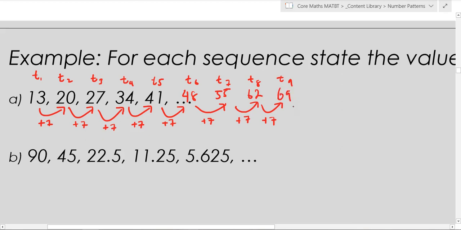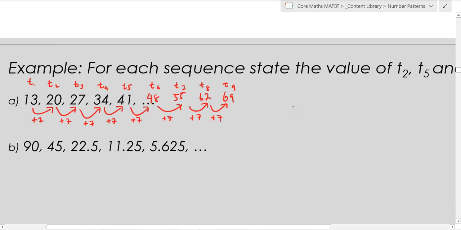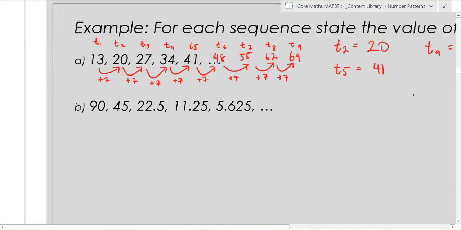Okay, so therefore, term 2 in this sequence is 20. Term 5 should be 41. And term 9 should be 69. Okay, let's do this one.